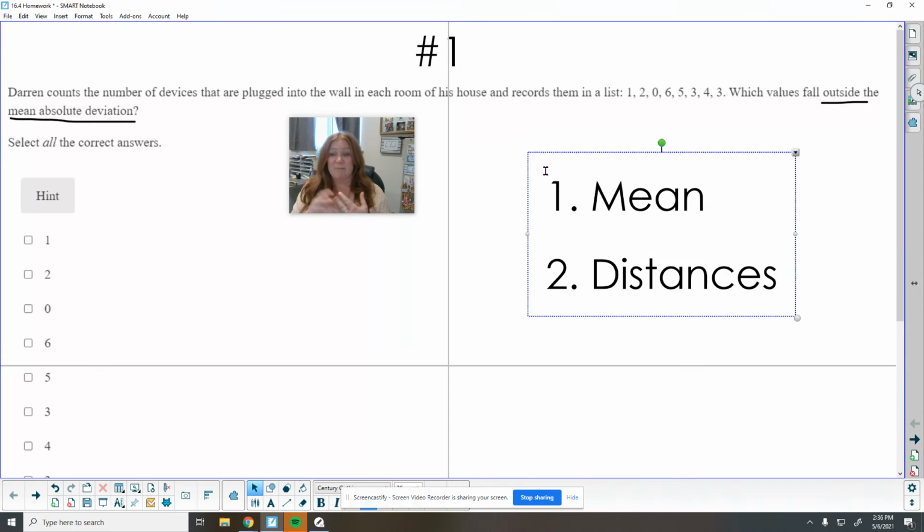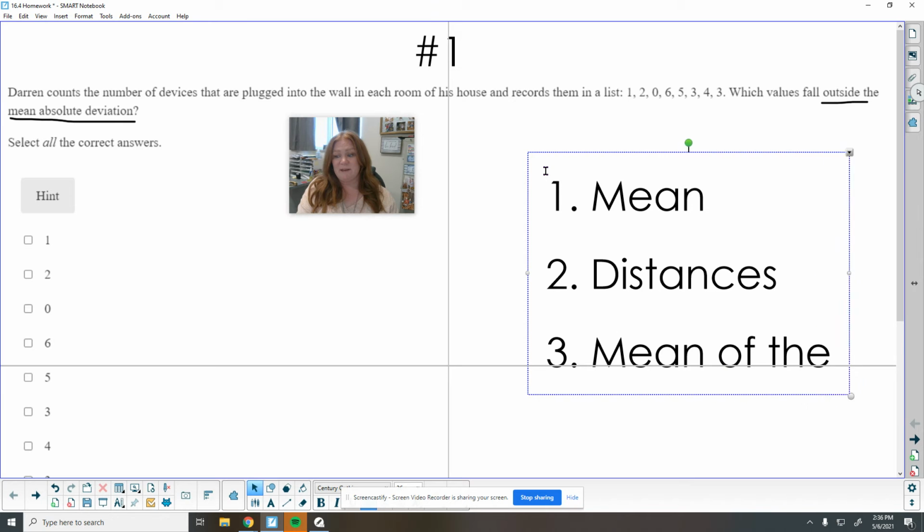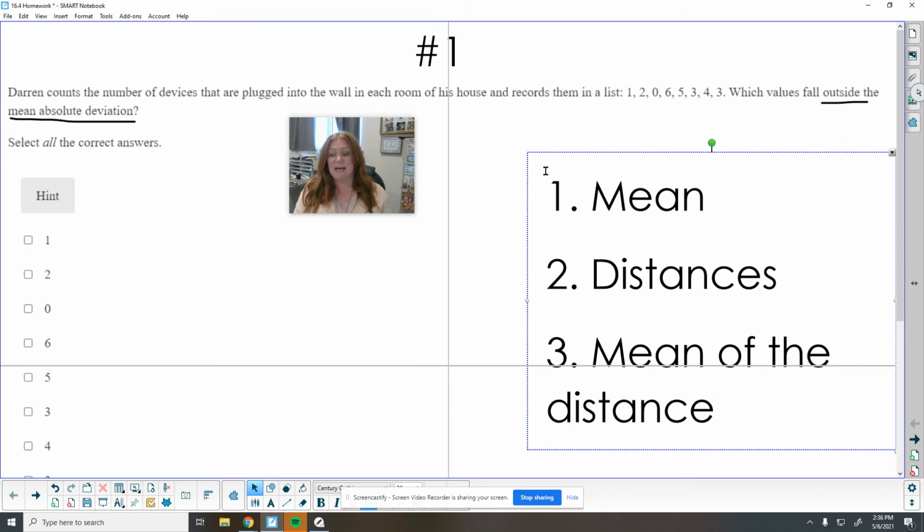Second, we're going to find the distances to the average. So whatever your mean is, how far away is 1 to that number, 2 to that number, 0 to that number, and go through each number in your list and record their distances. Third, you're going to find the mean of the distances. So add up your distances and then divide by how many rooms you looked at, which is 1, 2, 3, 4, 5, 6, 7, 8.